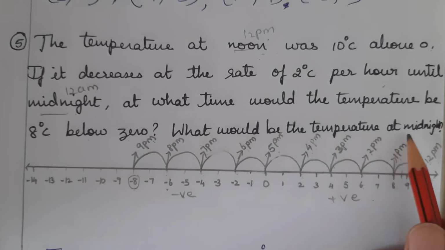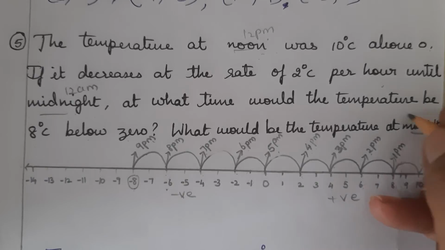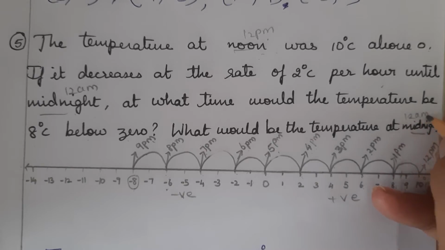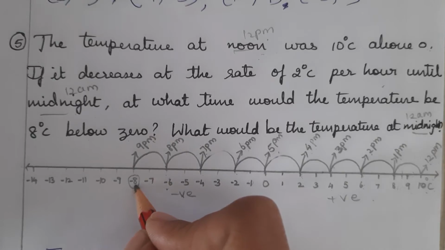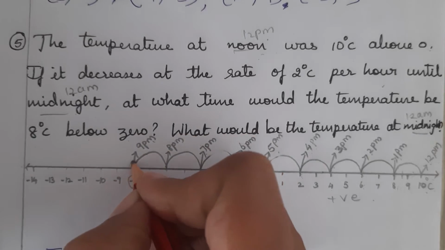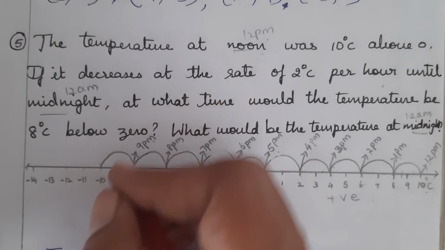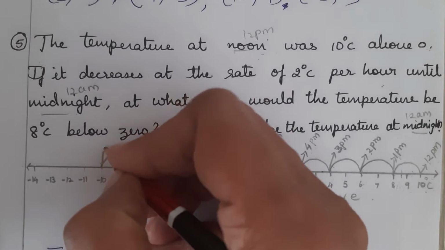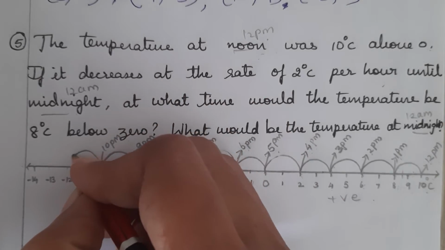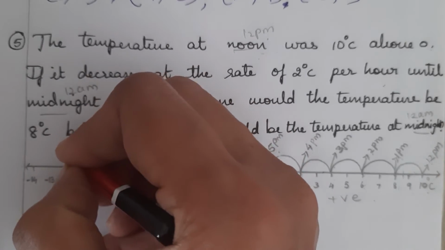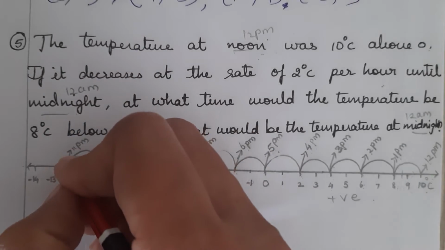What would be the temperature at midnight? Midnight means what? 12 a.m. Correct? Okay. So if you see here, at 9 p.m. it is minus 8 degrees Celsius. Okay. Let's say at 10 p.m. again it becomes minus 10 degrees Celsius. At 11 p.m. it becomes minus 12 degrees Celsius.